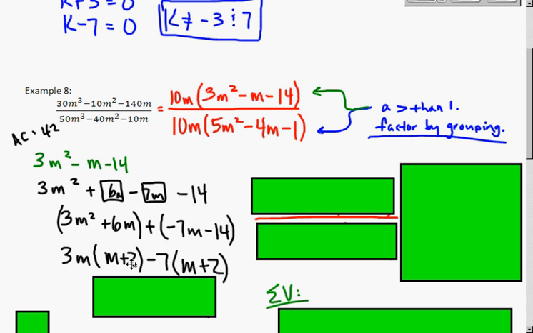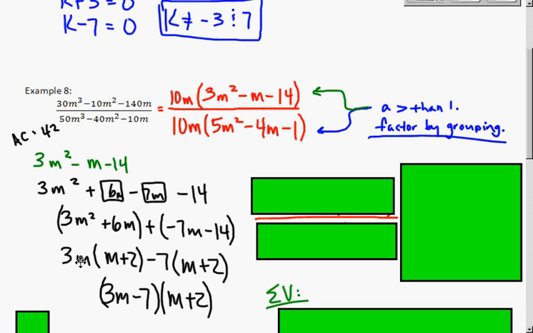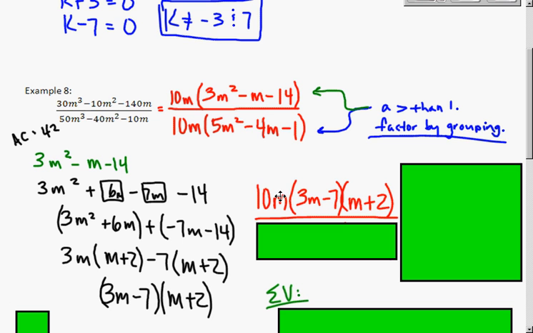The whole goal of factoring by grouping is to get these two binomials the same. When that happens, I can write them as two binomials. So I have 3m minus 7 and m plus 2. Again, if you were to actually FOIL this, you would wind up with 3m squared minus m minus 14. So your numerator is really 10m, parentheses, 3m minus 7, and m plus 2. There's the 3m squared minus m minus 14 we just factored right here.